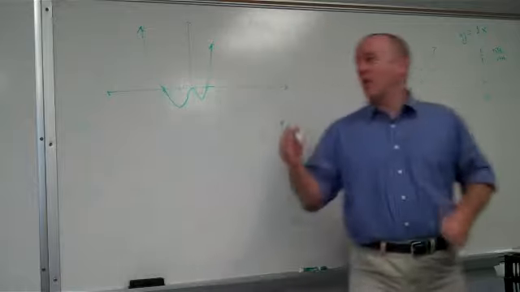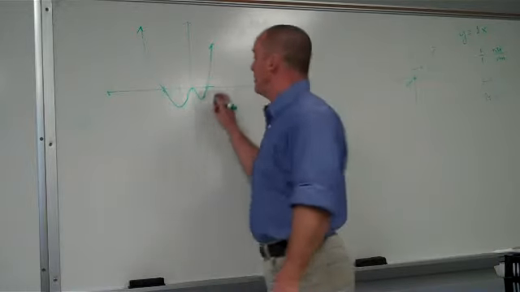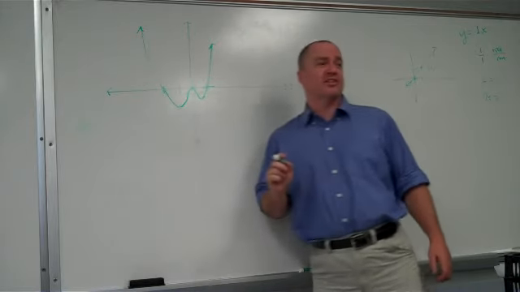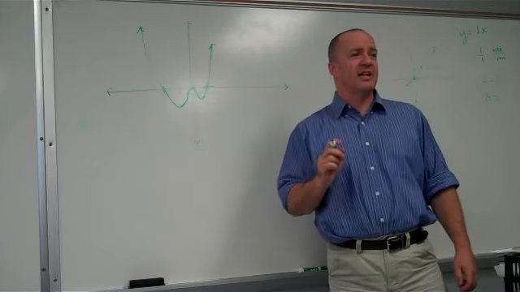So this is the quality of graph I want. I'll be very picky about the end behavior and the intercepts and whether or not it turns around or crosses at the intercept, but that's about it for now. Does that make sense?